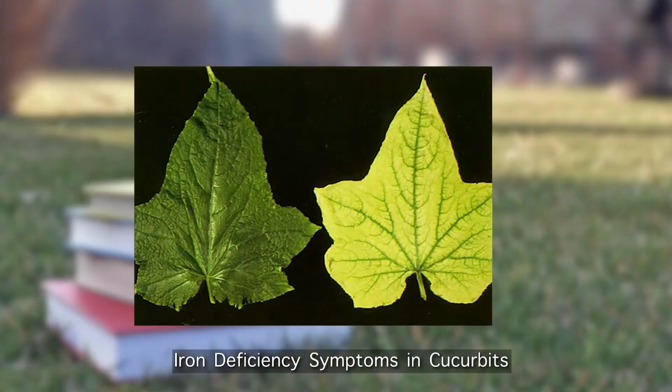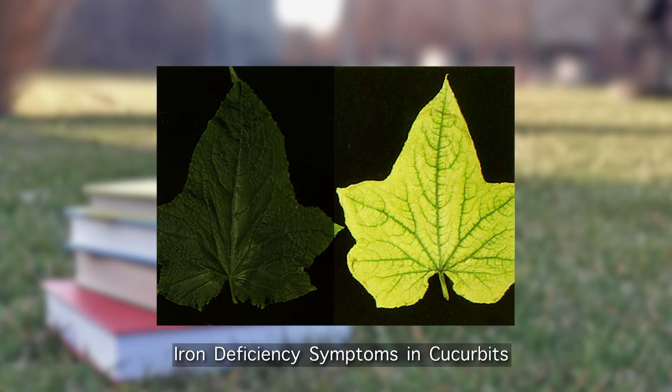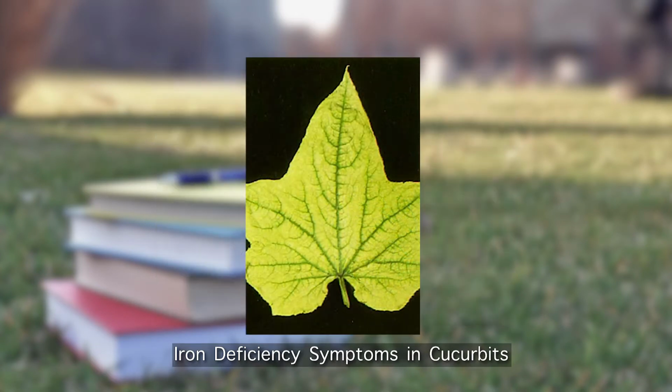If there is iron deficiency, the most eminent symptom that comes up is chlorosis. In fact, a particular leaf becomes totally yellow, and only the veins remain green. So that means iron, though it is not a constituent of chlorophyll, is very much required for chlorophyll biosynthesis.